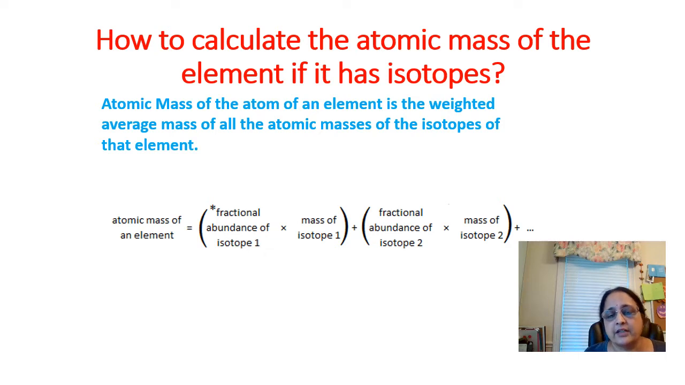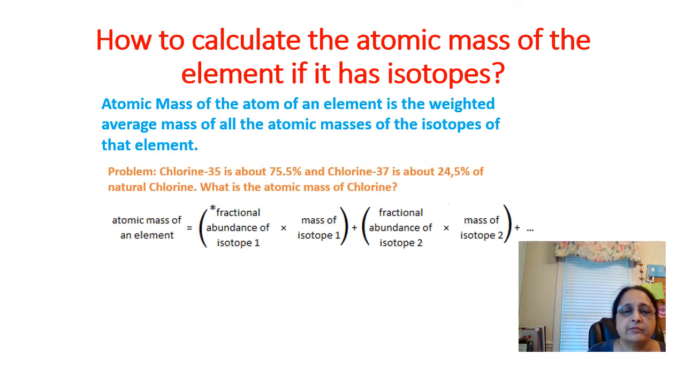Atomic mass of an element is equal to the fractional abundance of isotope 1 multiplied by its mass, plus the fractional abundance of isotope 2 multiplied by the mass of that isotope, plus it goes on till we finish all the types of isotopes that element has. To clarify more, we can take an example of a sample problem.